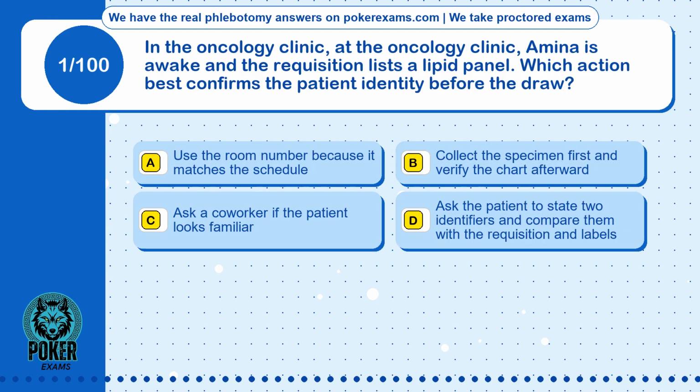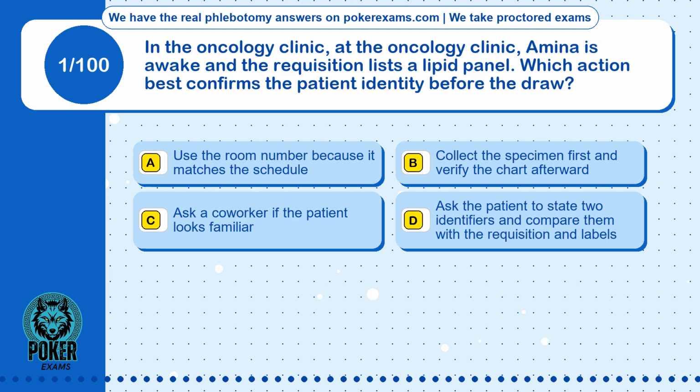Question 1. At the oncology clinic, Amina is awake and the requisition lists a lipid panel. Which action best confirms the patient identity before the draw? Option A. Use the room number because it matches the schedule.